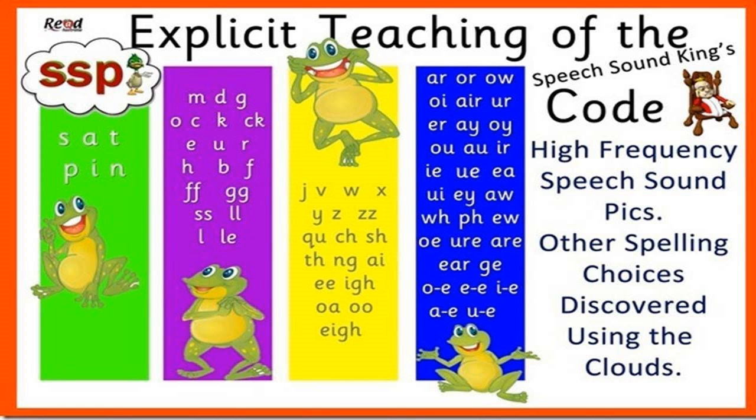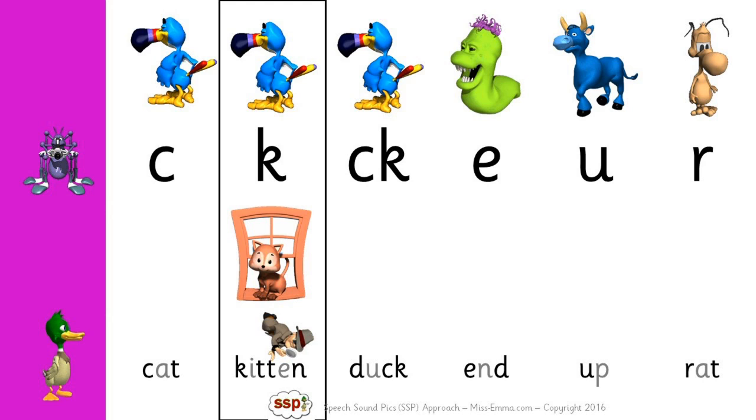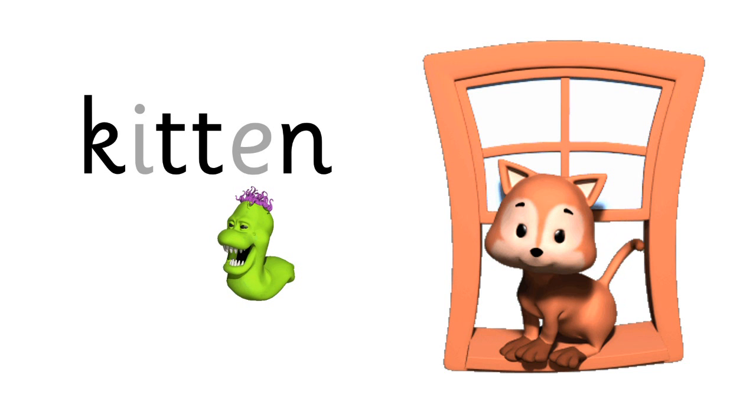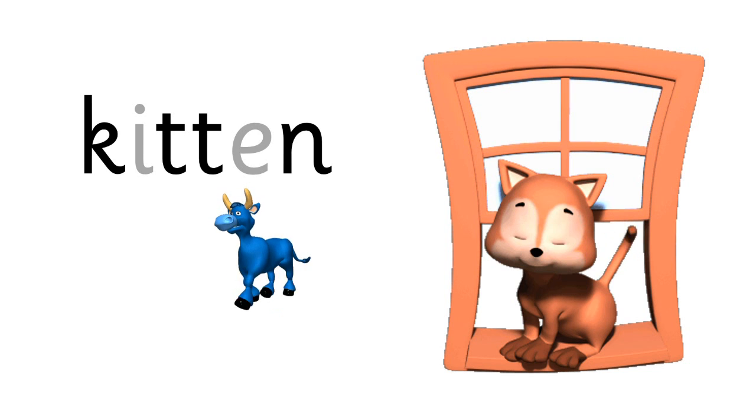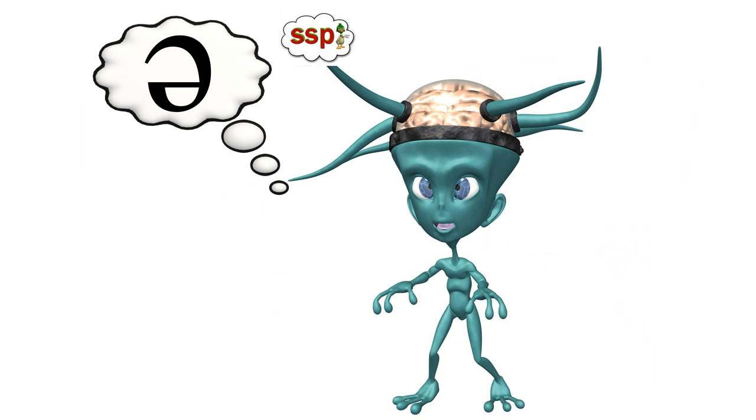So when are SSP students introduced to the schwa? We call it the Silly Schwa. When we get to the purple code level, we use a word like kitten to introduce the concept of what a schwa is. Is it kitten? No, we don't say kitten. Do we say kit-un? No, that doesn't really sound right either. So how do we say it? We say kitten. This is the Silly Schwa monster, and the symbol is a backwards E.